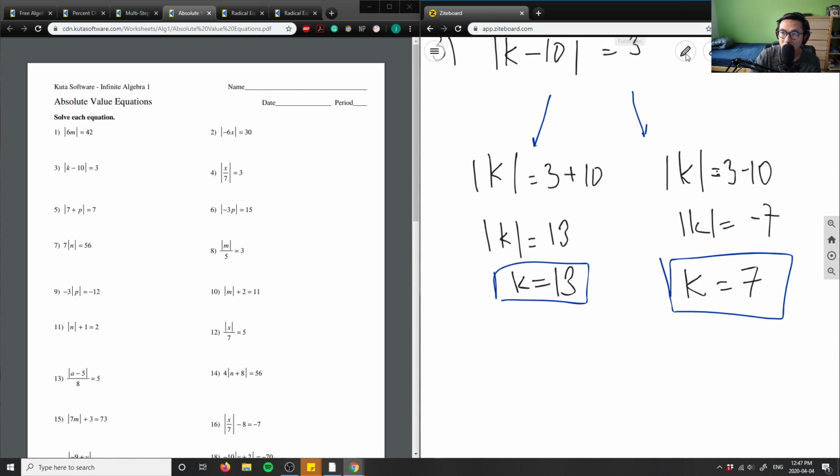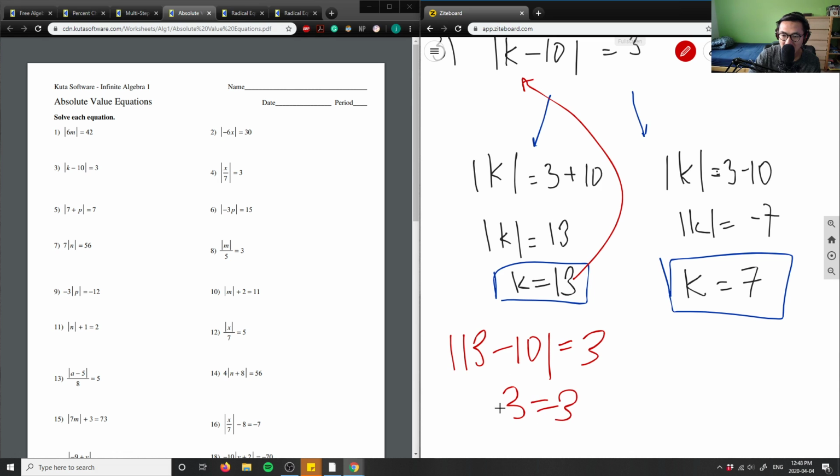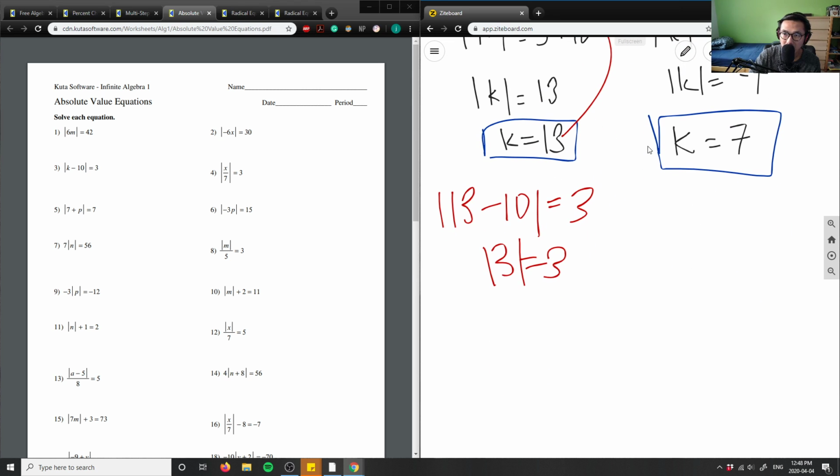So we have k, and I'm going to do a check in red. I'm going to sub 13 into the k here. So 13 minus 10 equals 3, the absolute value bar here. 13 minus 10 obviously equals 3. Absolute value of 3 equals 3, and that's correct, right? 3 equals 3. So all is good in the world with this problem here.